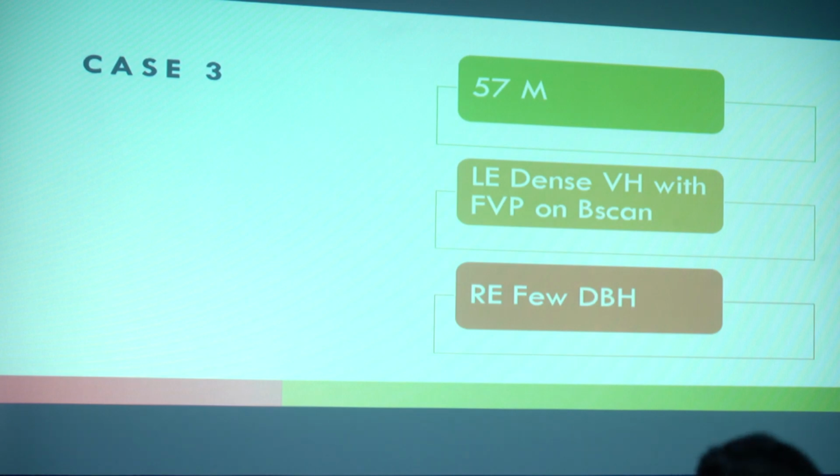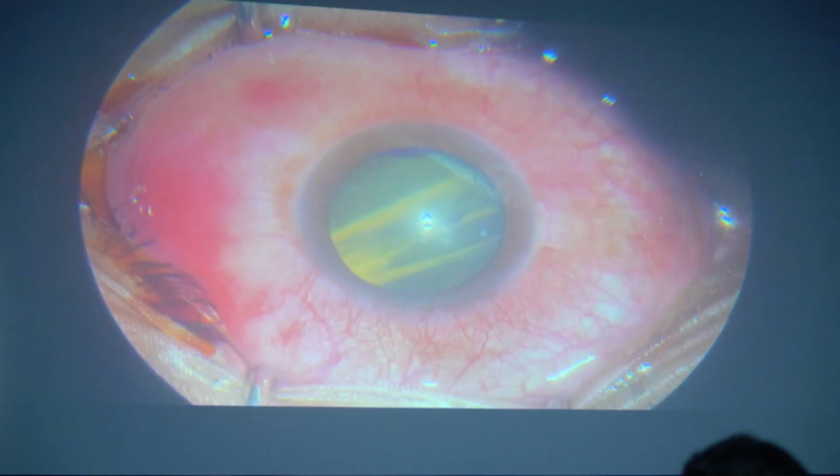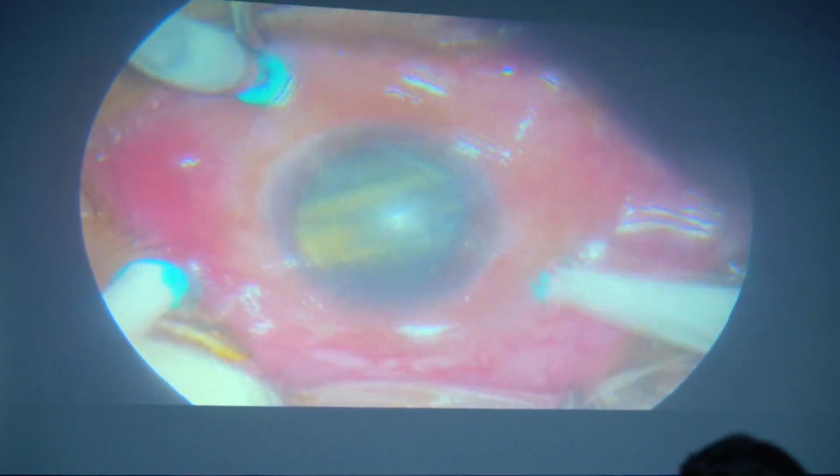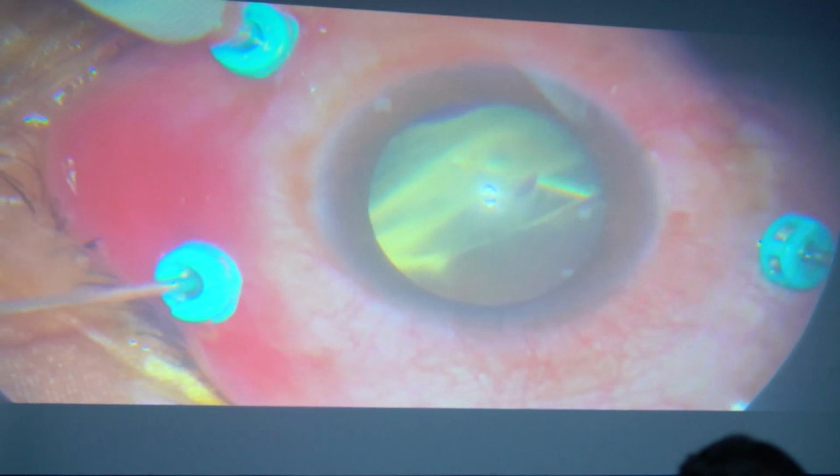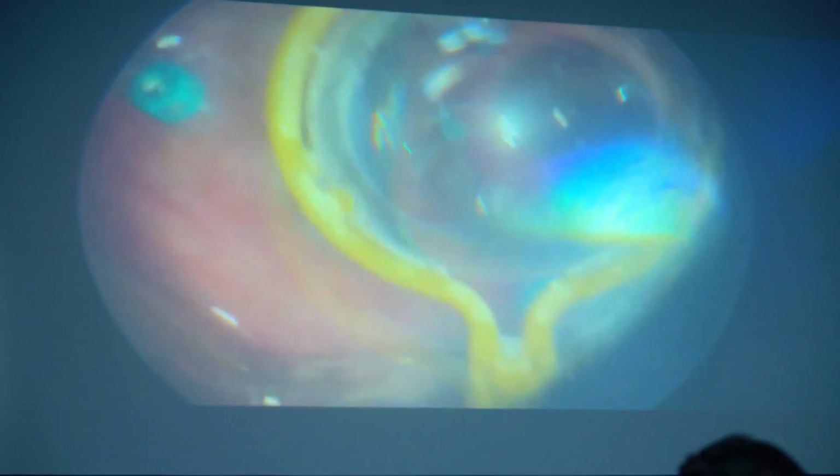In the third case, a 57-year-old male, left eye dense VH, there was a fibrovascular proliferation kind of picture on B scan. Right eye only a few blot hemorrhages were there. Again, I'll show you the intraoperative finding. So we went ahead and we did vitrectomy. There was a lot of blood behind the lens in the anterior vitreous face, so I was clearing it. And then after clearing it, I could see a scar near the posterior pole. It was nothing but a case of occult tear.